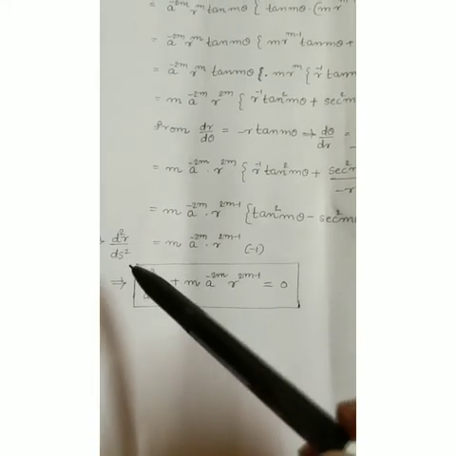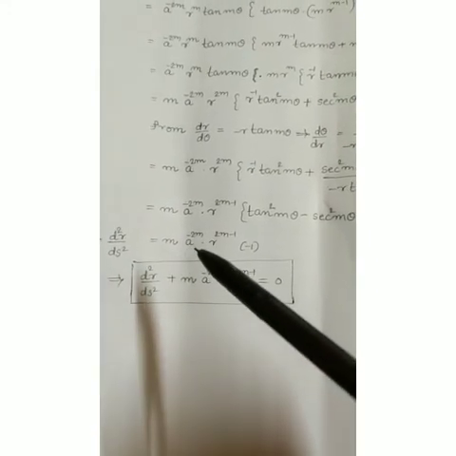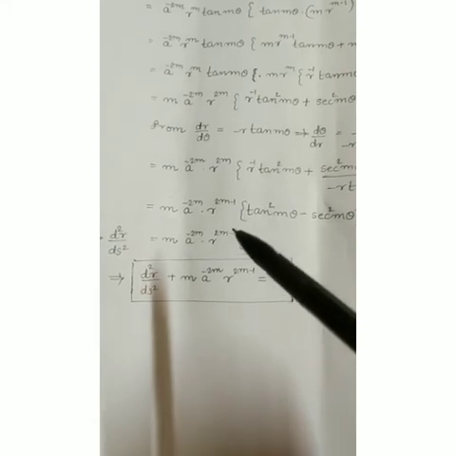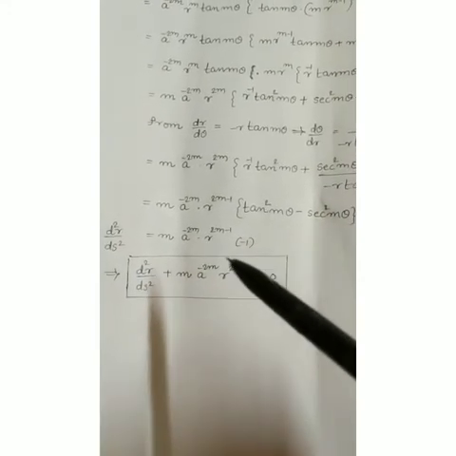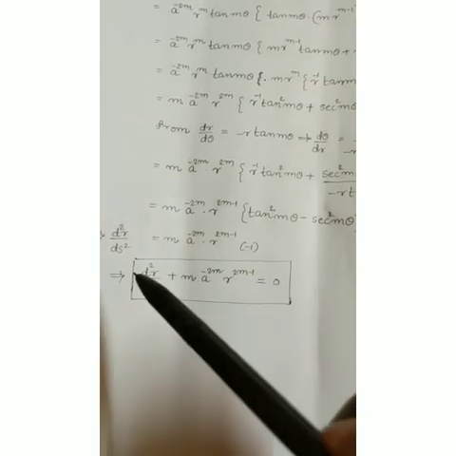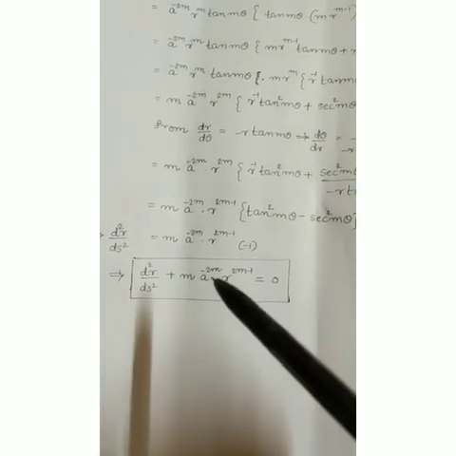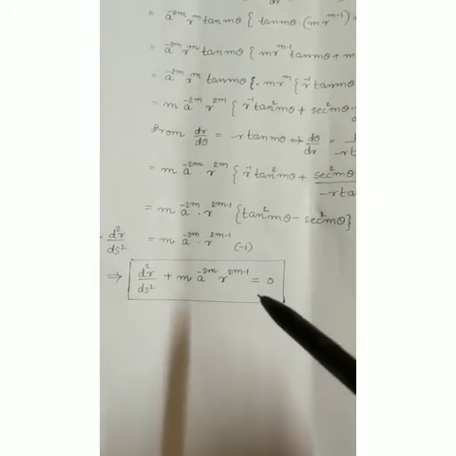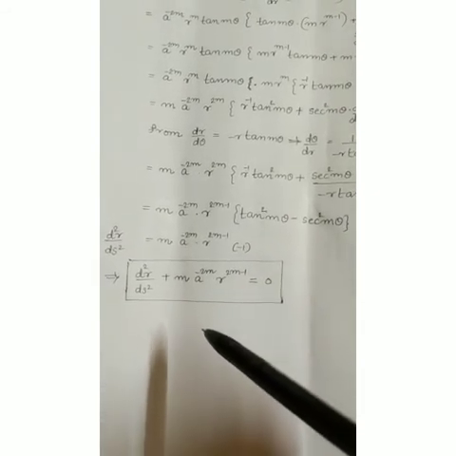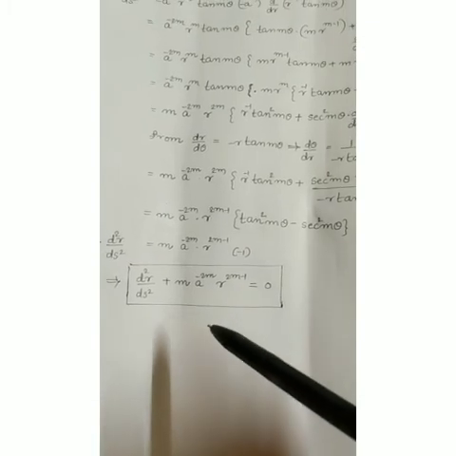Therefore d square r by ds square equals m into a to the power of minus 2m into r to the power of 2m minus 1 into minus 1. Now taking this minus to this side, that is d square r by ds square plus m into a to the power of minus 2m r to the power of 2m minus 1 equals 0. So this is the proof we wanted to prove.